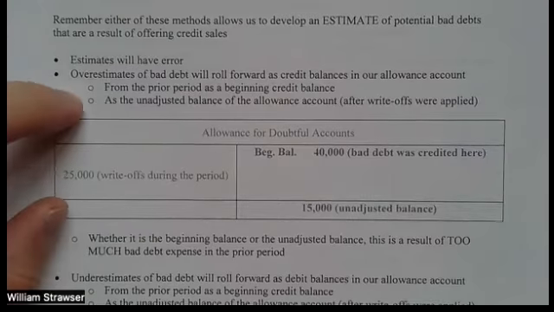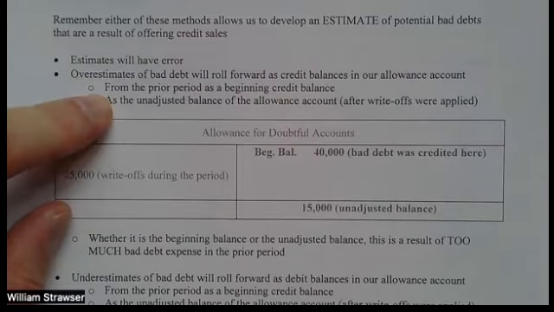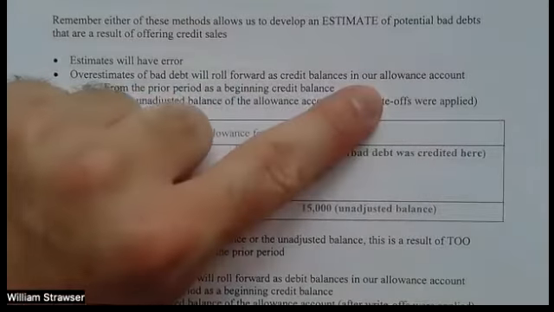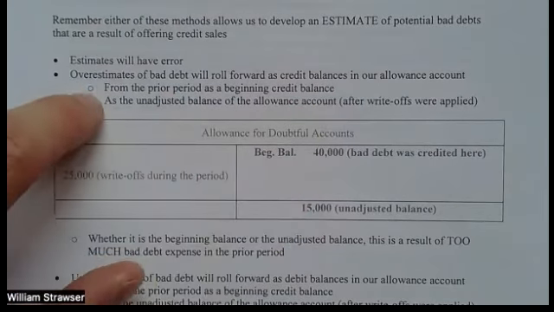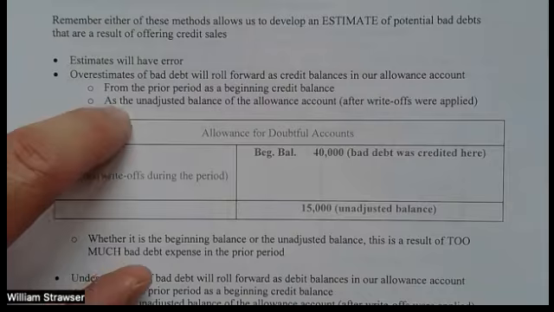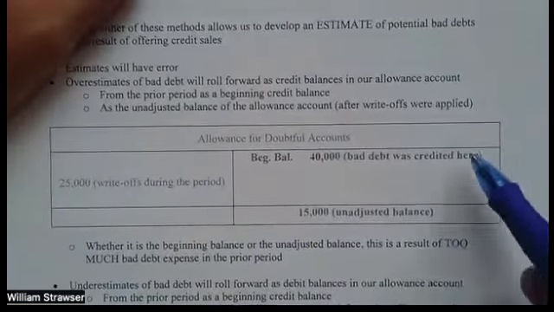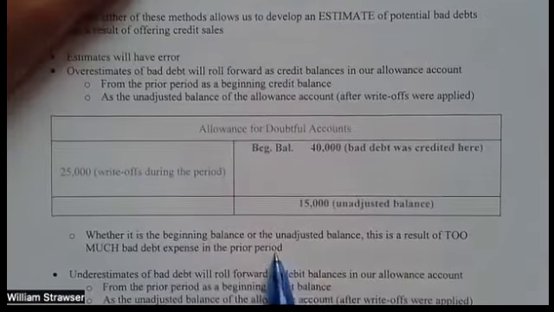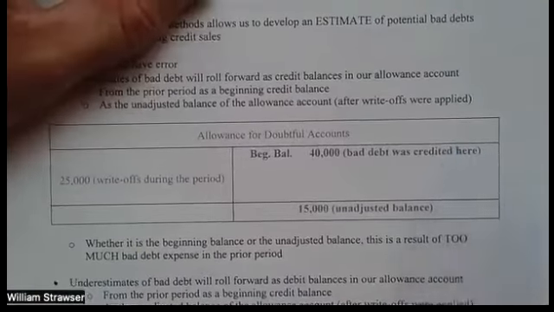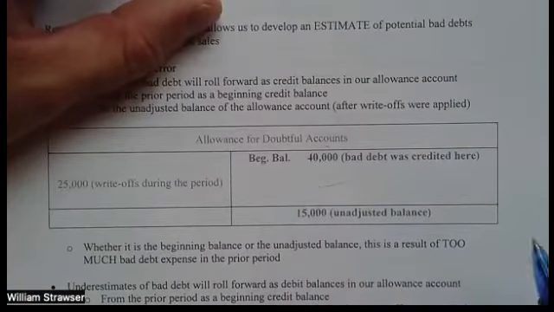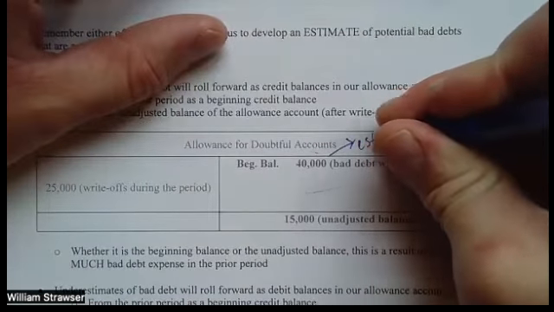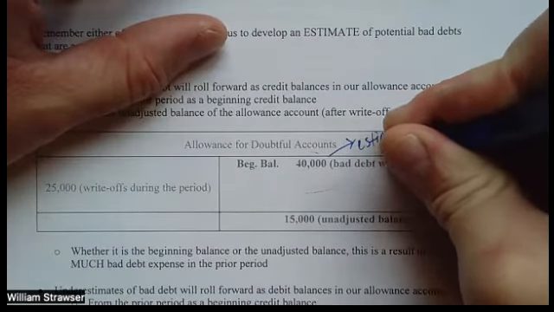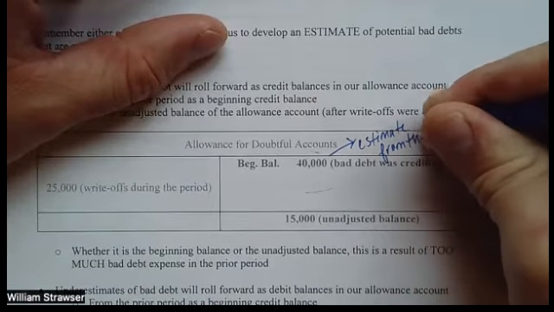If we have an overestimate of bad debt, it will roll forward as credit balance from the prior period, as the unadjusted balance of the allowance account after write-offs were applied. So, for example, here I have an allowance for doubtful accounts, and I had a $40,000 beginning balance. So remember, this beginning balance came from the estimate from the prior period.